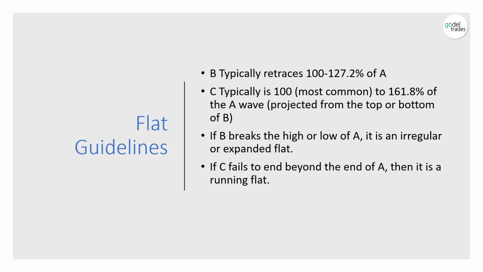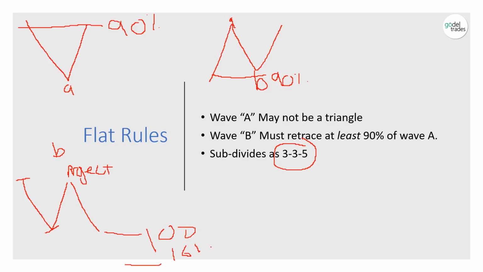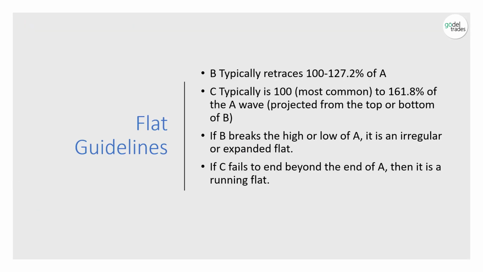Your C wave generally demonstrates equality to A, which is the most common. Sometimes it's a 161.8% relationship of A. And again, that's projected from the top or the bottom of B. So say you're down in A, up in B. If you were to measure A, project from the top of B, man, that's horrible. It's hard to write with your mouse. And look for that 100, 161.8. That's typically the Fibonacci relationships that you look for.